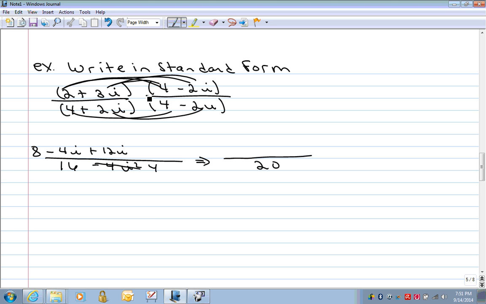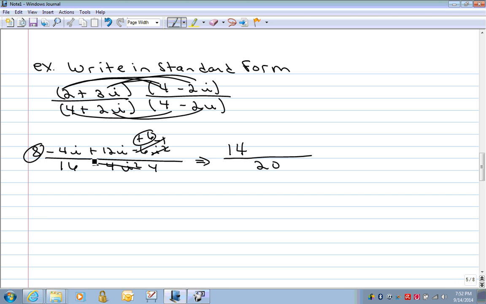Be really careful. 3 times negative 2 is negative 6. i times i is i squared. i squared is negative 1. Negative 1 times negative 6 makes that a positive 6. All right, let's put it in right form. So we have an 8 and a positive 6. So I believe that we will have 14. So 8 and positive 6 is 14.